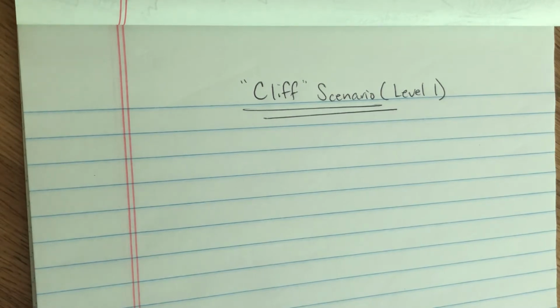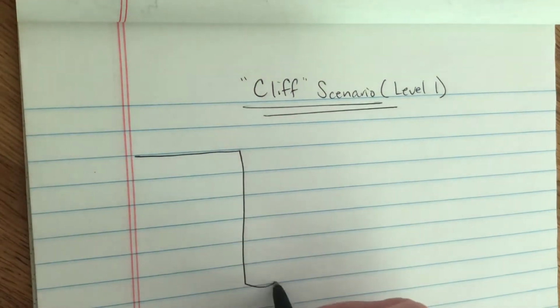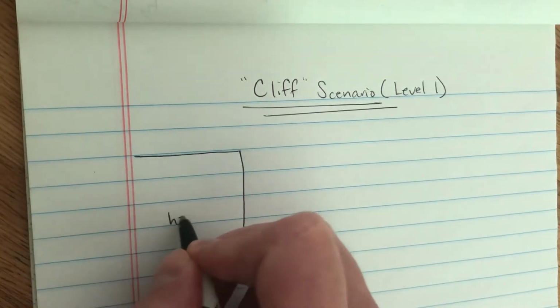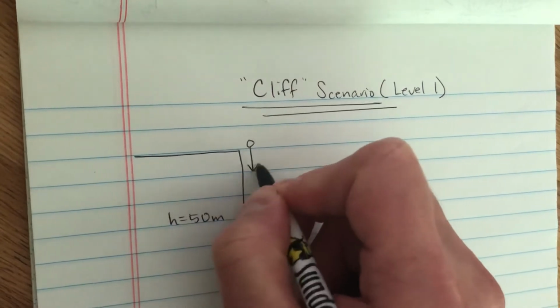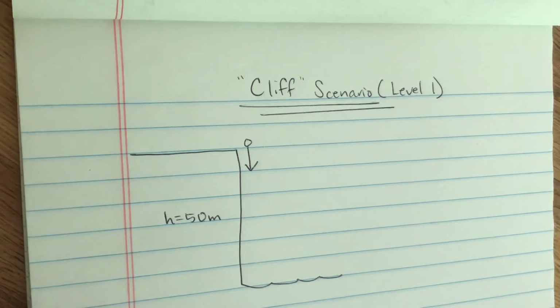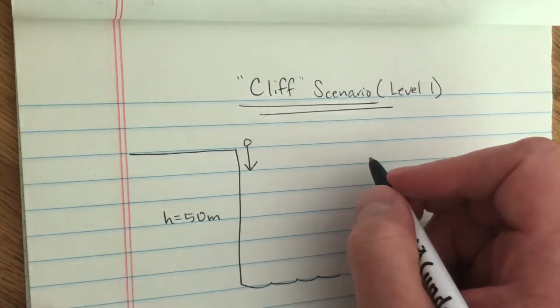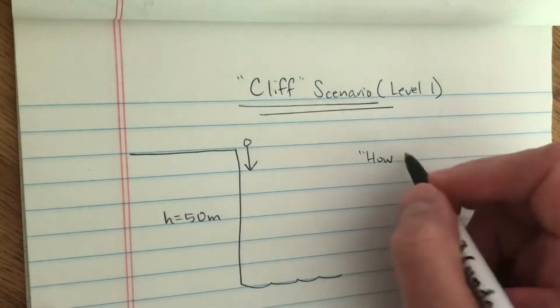Level 1, the most basic scenario, where instead of being thrown upward or downward with a specific velocity, or instead of being thrown at an angle, a ball is just dropped from a cliff. So let's say that we have a cliff that's 50 meters high, and you drop a ball down. Now, there's a variety of questions you can ask about a scenario like this, but we're just going to focus on if the question had been, how much time will it take for the ball to hit the water?